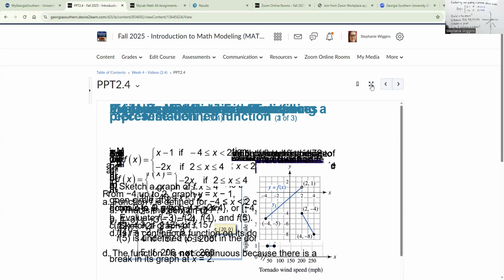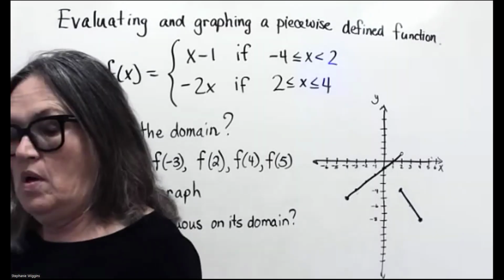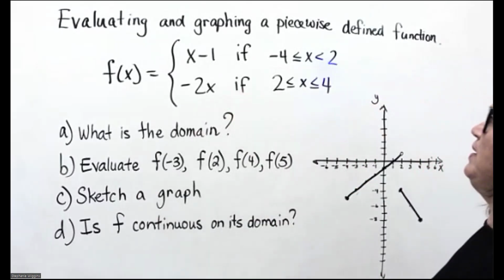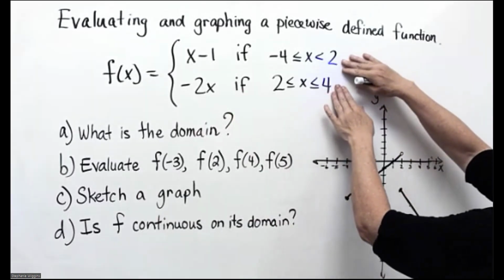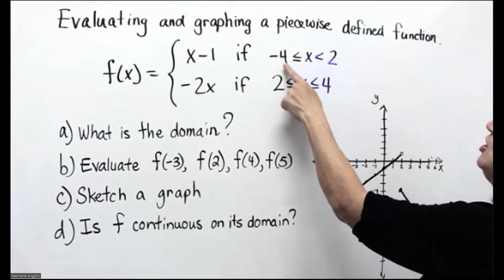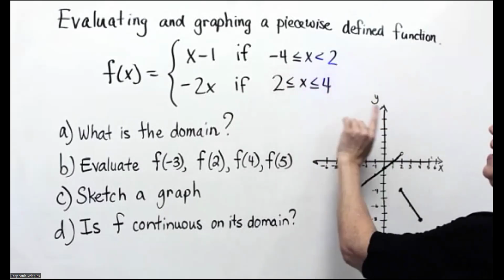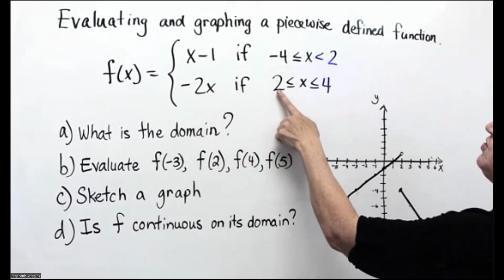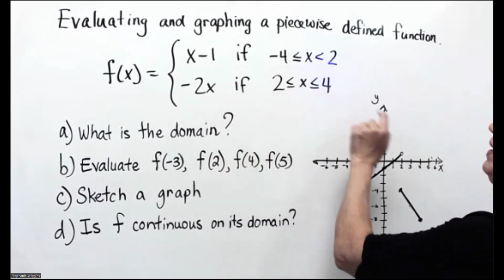So I want to do an example in particular, this one right here. So that's what I have on the board here. And I'll go ahead and take you to that now. All right, so here we have our function defined piecewise. And what's done here is the domain is split in two. So x runs from -4 to 2, including -4, but not 2. And then for the second linear function, the domain is from 2 to 4, including both 2 and 4.